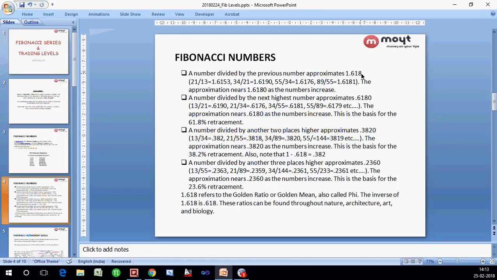So 1.618, 1 divided by this number is also a constant. And a number divided by 2 places higher is 0.382. So you will notice a very interesting thing here. This is the number 0.618, 0.382, 0.236. These are your fib levels, right? So from where are we getting the fib levels?